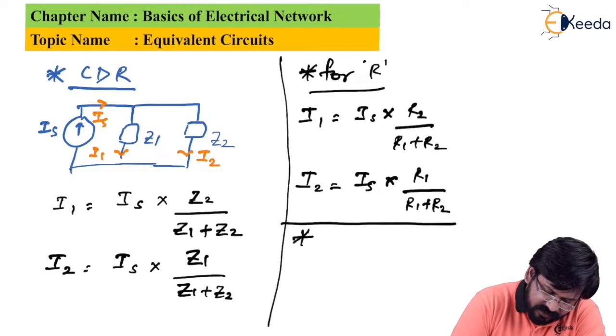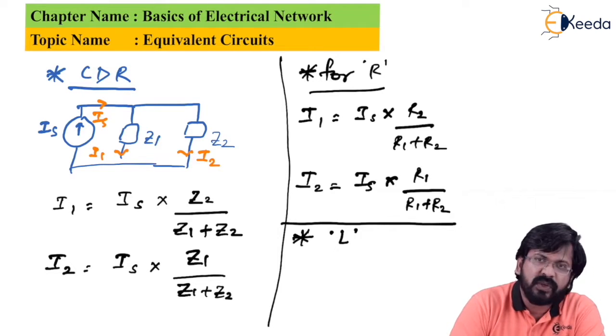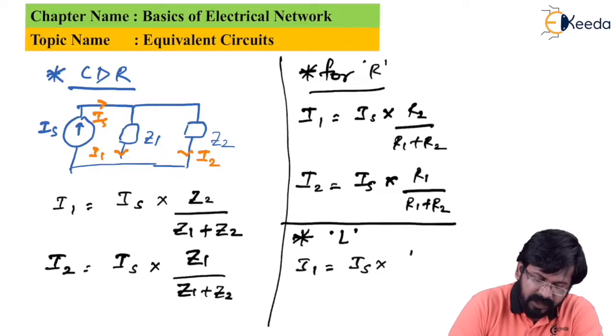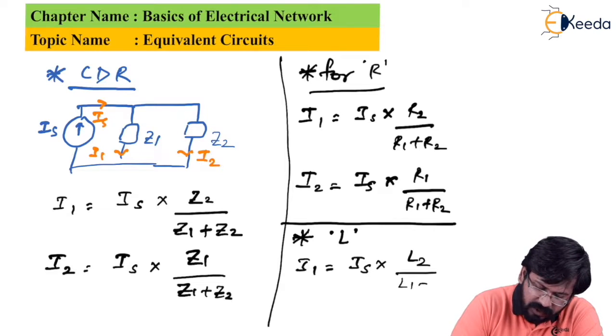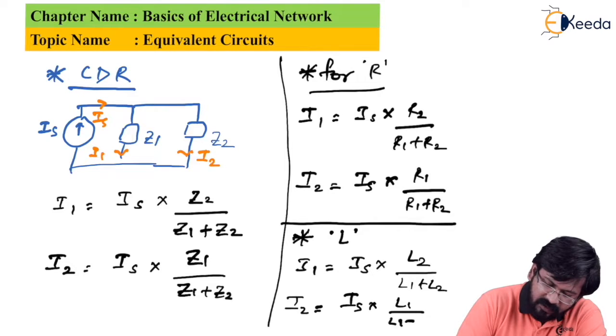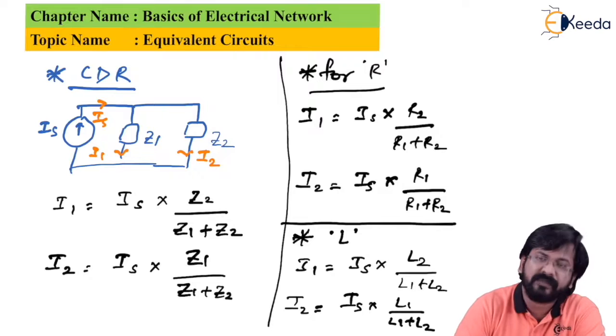For inductors, assuming Z1 and Z2 are replaced with L, I can write I1 as IS multiplied by L2 upon L1 plus L2, whereas I2 can be written as IS multiplied by L1 upon L1 plus L2.